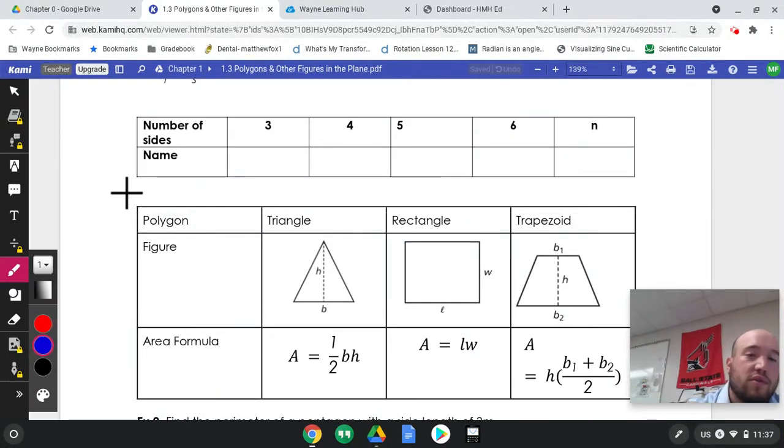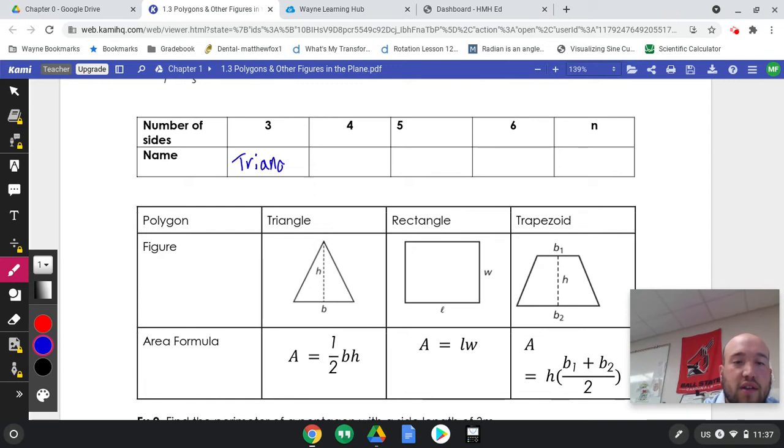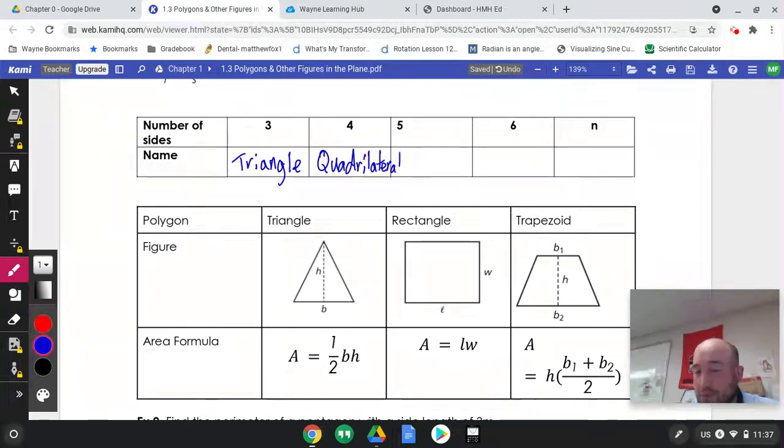Okay, now a couple of our polygons have some common names. For example, a three-sided polygon is a triangle. Now, a four-sided polygon, lots of you are probably going to be tempted to say a square. And that is an example of it, but our name that covers all of them would be a quadrilateral. Okay, because if we think about it, we are going to have rectangles, trapezoids, diamonds, rhombus. All of those are also quadrilaterals.